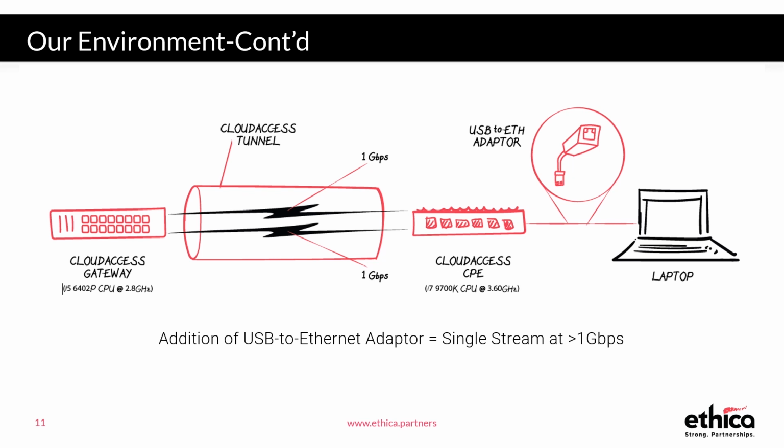This is done by configuring one of the USB ports to act as a LAN port and inserting this USB to Ethernet adapter. From here, we hand off from the Ethernet adapter to the customer's LAN. This way we can deliver more than a gigabit throughput as a single stream for this customer.